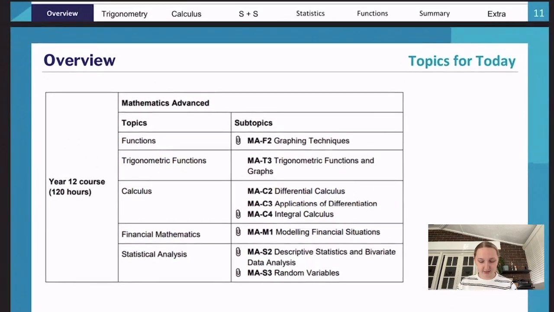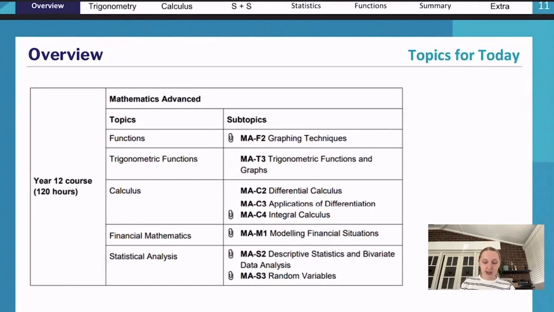But anyway, this is the overview of the topics in HSC Maths. Pretty chill, pretty relaxed. You've got functions, and within that comes your graphing. You've got trigonometric functions and graphs. Calculus is your biggest bit here, because within that you've got differentiation, applications of differentiation, and integration. And a lot of your paper comes from calculus.